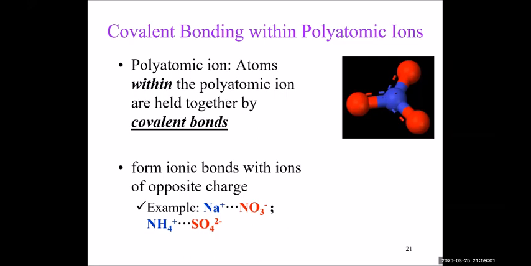And you can see this is the structure for nitrate. Nitrogen in the middle, oxygen is the red color. And between the nitrogen and oxygen, it is sharing electrons. It's a covalent bond. And likewise for ammonium ion, NH4+, that is also the covalent bonding between the nitrogen and the hydrogen. And also for sulfate, the sulfur and oxygen share electrons. But between the ions, that is ionic bonding.